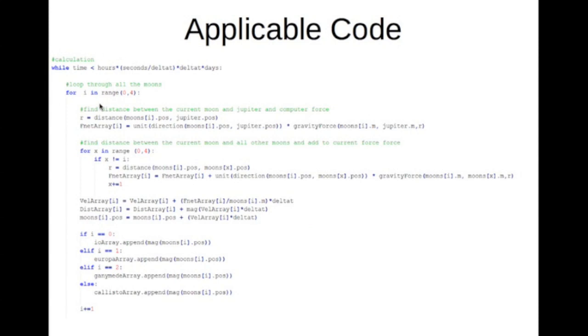Moving on to the heart of the simulation. For every moon, let's find the distance between itself and Jupiter. Let's then compute the force using the unit vector and the gravitational force between the two entities. Then let's move on and calculate the same information between each and every moon and each other moon. We then calculate the change in velocity, and then with this information we can calculate a new position. This information here is for storing the distance travelled, which we'll use for finding the apoapsis and the periapsis.